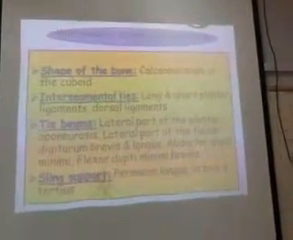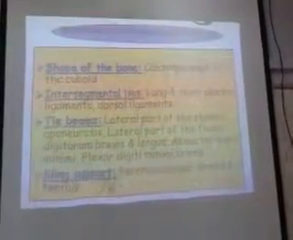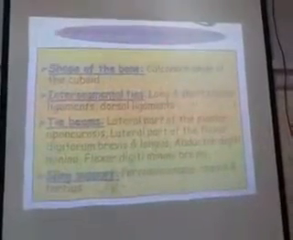And next is maintenance of the lateral longitudinal arch, and it is by the shape of the bone, the calcaneal angle of the cuboid. Okay, and intersegmental ties are the long and short plantar ligaments. And tie beams: the lateral part of the plantar aponeurosis, like this. And the flexor digitorum brevis and longus, abductor digiti minimi and flexor digiti minimi brevis.